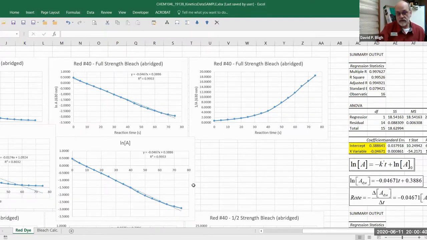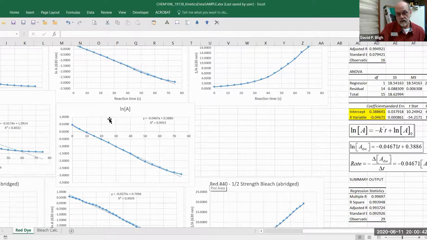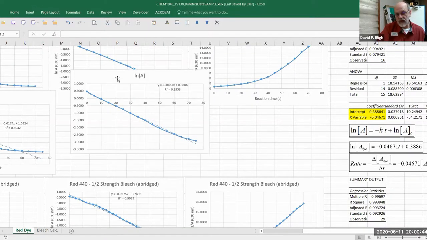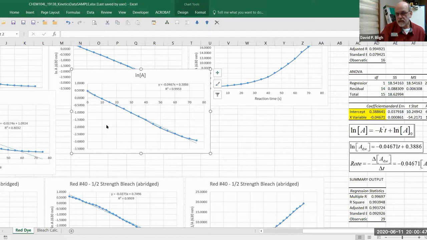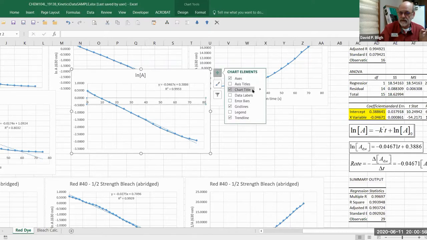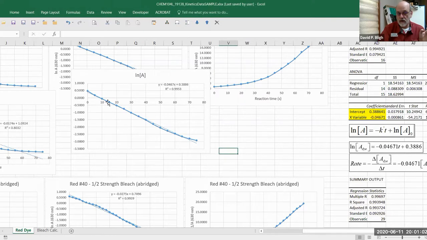Now, notice here that in this plot, by default, Excel puts the axis labels next to the 0 mark. And since we have negative numbers here, we have our x-axis labeled in the middle of the graph. That doesn't look very good.